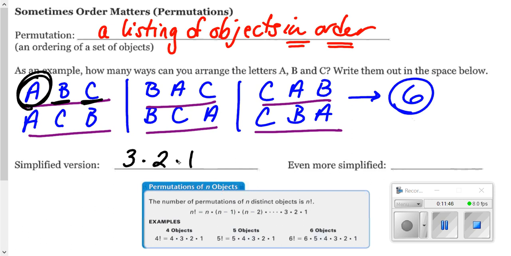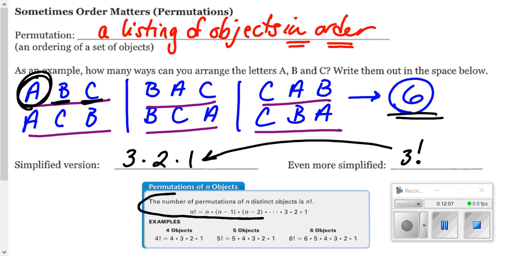So the short way of saying 3 times 2 times 1 is actually 3 with an exclamation point, and that's called a factorial symbol. So 3 factorial. 3 factorial means 3 times 2 times 1, which is 6. So in the little box down here, we have that definition, right? If I have n objects and I want to put all of them in a list, the number of ways that can be done is n factorial.